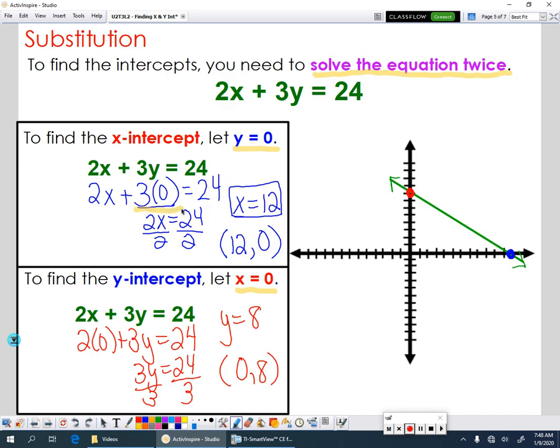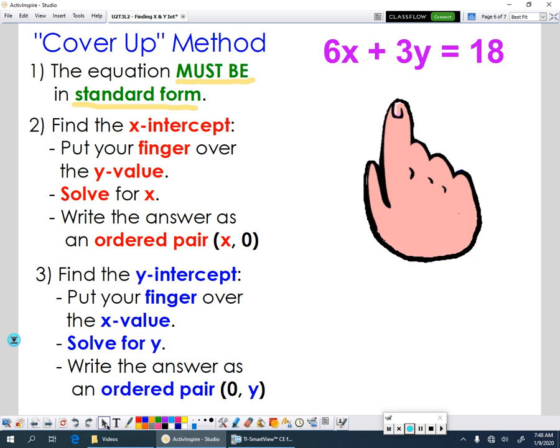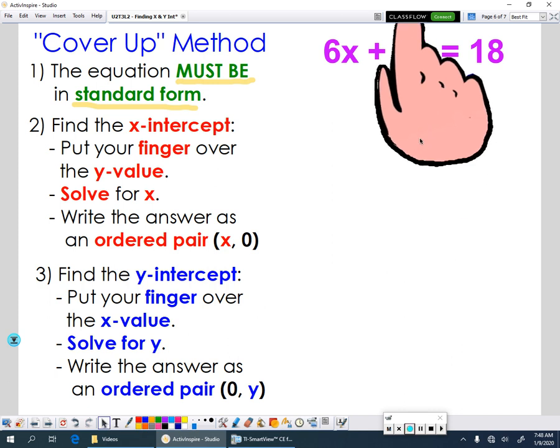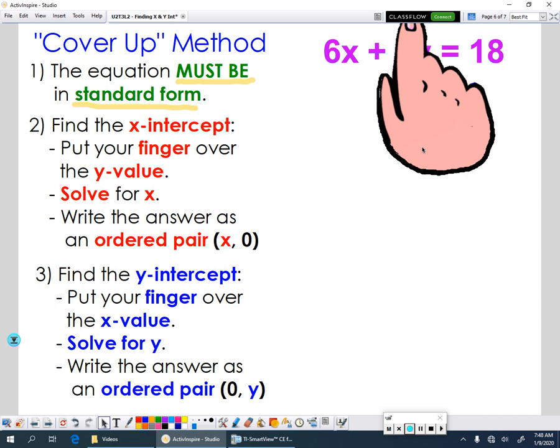Anytime we substituted in a 0, it became a 0 and canceled out. So instead of rewriting this equation this way, we're just going to use what we call the cover-up method. So the first thing I'm going to do is cover up this y value. We're imagining that I've plugged in a 0. 3 times 0 is 0, so that's now gone. And what I'm left with is 6x equals 18.